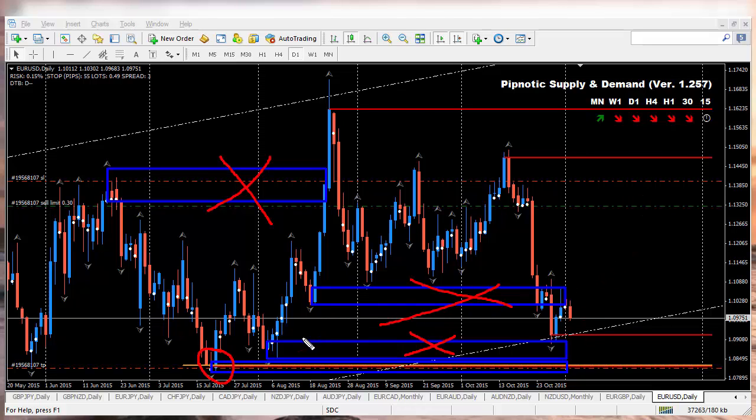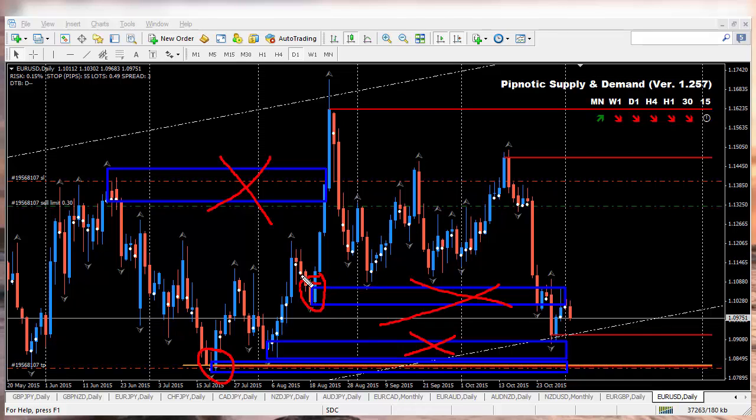So we have this area of demand which violated and consumed this area of supply, and so this makes this area of demand very important. You can see how price moved high, and where did price come back to? It came back to here, and you can see I drew the rectangle a little bit wrong. It should have been a little bit higher to be flush with this red bar here, and it would have just touched almost to the pip the area of demand before continuing higher.